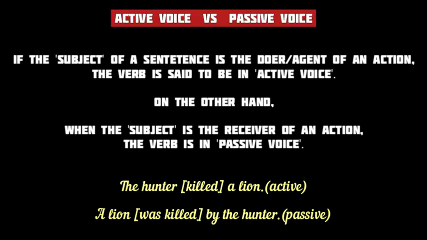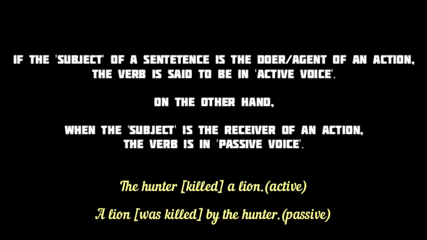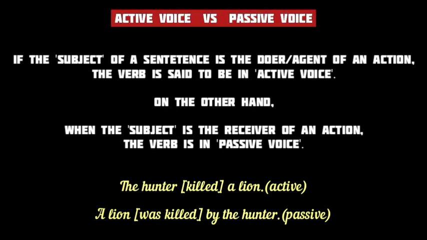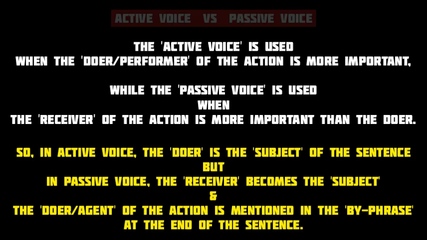But in active voice, the doer or performer of the action, that is the hunter, is more important, so it's the subject of the sentence. But in passive voice, a lion, that is the receiver of the action or the object of the verb, gets more importance, so it becomes the subject of the sentence. So the difference is clear.